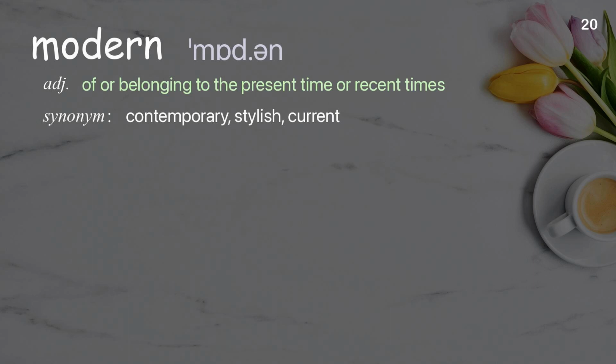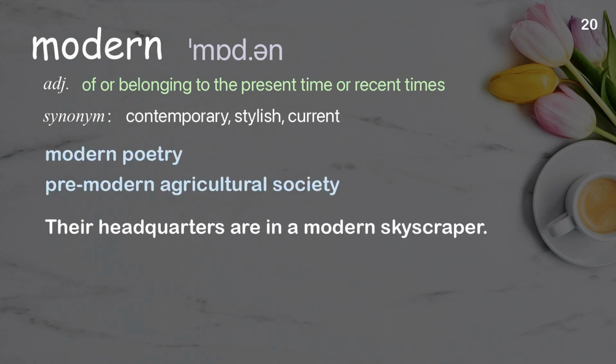Modern. Of or belonging to the present time or recent times. Examples: Modern poetry. Pre-modern agricultural society. Their headquarters are in a modern skyscraper.